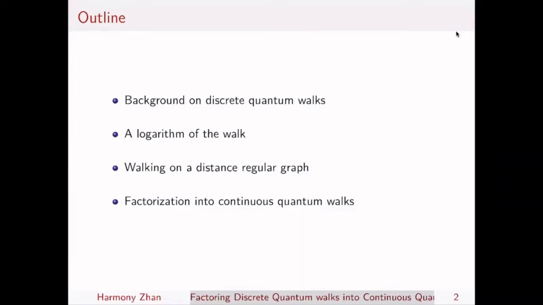And finally, I'm going to show you that on a distance regular graph, I can factor my global discrete walk into a bunch of continuous walks. Moreover, each of these walks is on some distance digraphs of the line digraph. Okay, so that is the plan.